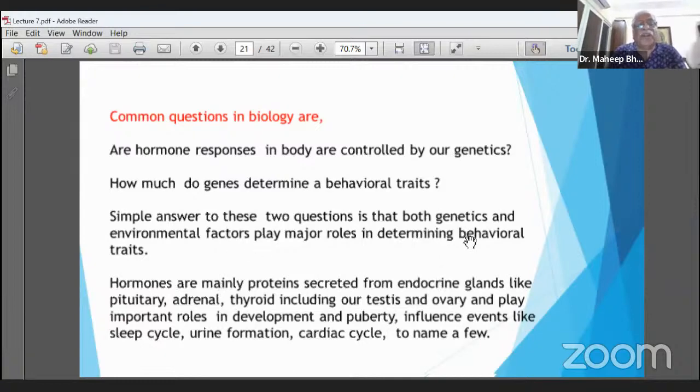Are hormone responses in the body controlled by genetics, and how much do genes determine a behavioral trait, like the way you are behaving, or giving a response to a particular signal from outside? Okay. The simple answer to these two questions is that both genetics and environmental factors play a major role in determining behavioral traits, or our behavioral responses.